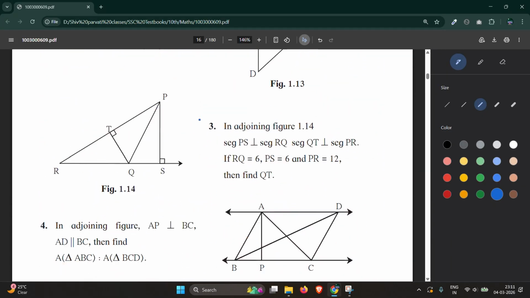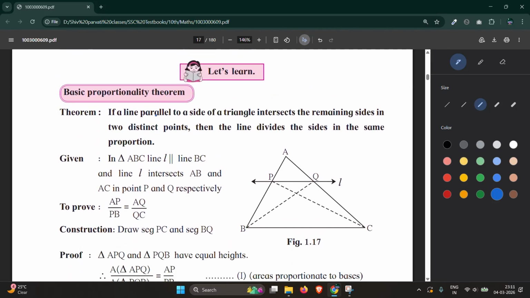After this, we will come to our first theorem. This is the first theorem for this chapter, which says that let's say we have a triangle. If we draw a line which is parallel to the base of the triangle, then the ratio into which it divides the sides, that is the ratio AP upon PB, will always be equal to the ratio on the other side, that is AQ upon QC.